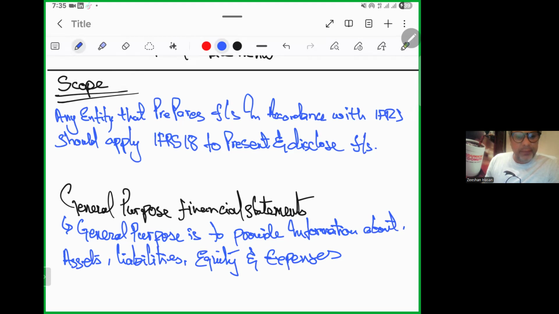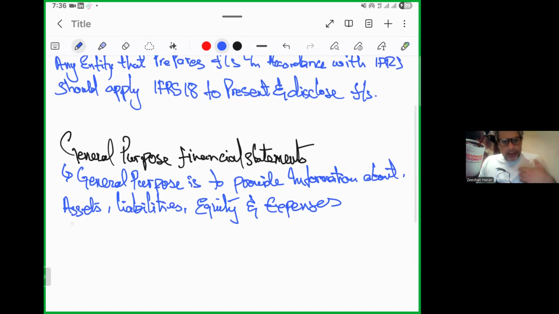General purpose financial statements are reports that provide financial information about a reporting entity that is useful to primary users in making decisions relating to providing resources to the entity. For example, decisions about buying, selling, or holding equity and debt instruments, and providing or selling loans and other forms of credit.